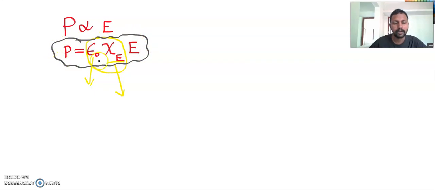Polarization is equal to epsilon 0 chi e into E, where epsilon 0 is the permittivity of free space, chi e is electrical susceptibility, E is the external electric field, and P is polarization. Polarization is denoted by the capital letter P. Okay.